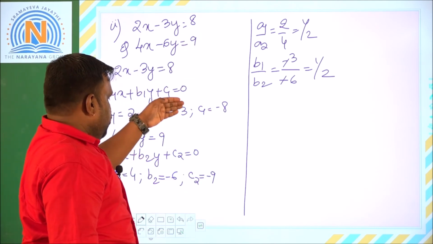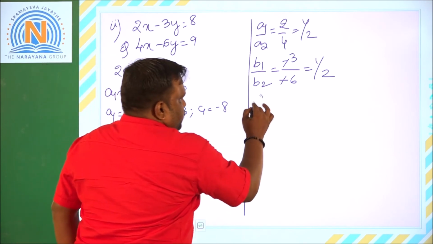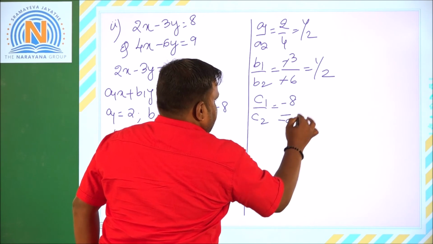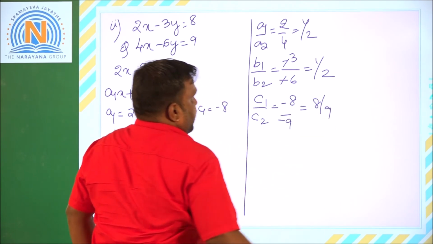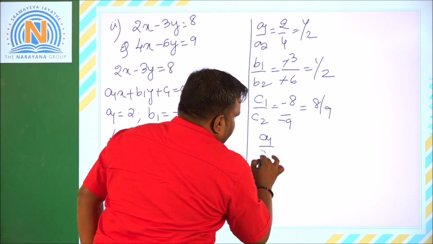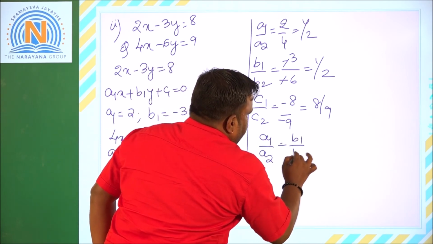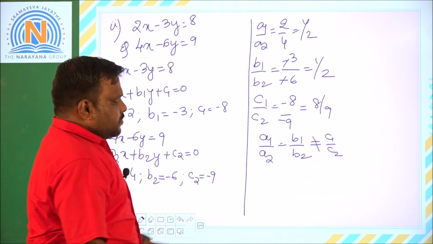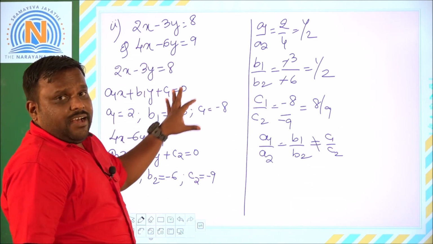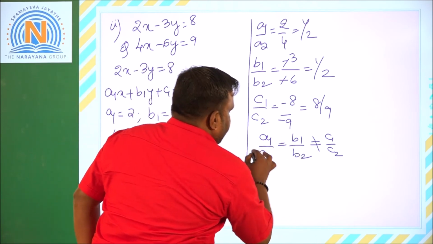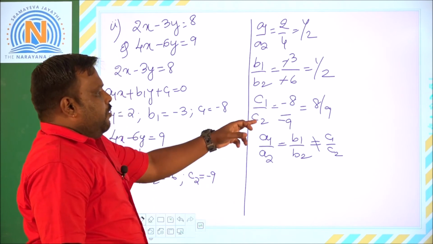Now come to the ratio of c1 and c2 also. c1 by c2 is equal to minus 8 by minus 9, that is 8 by 9. Now if you concentrate on this, we got a1 by a2 is equal to b1 by b2 not equal to c1 by c2. So therefore these lines are inconsistent since they are parallel to each other.